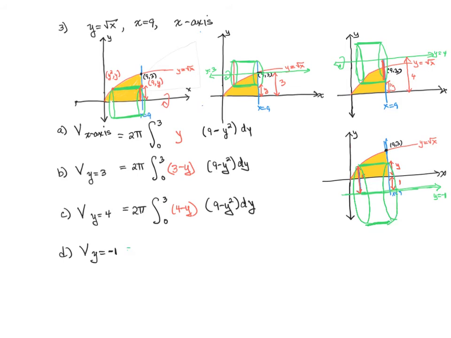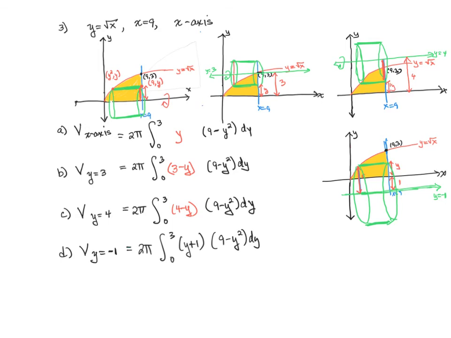So we see that we can write the integral here, 2 pi, 0 to 3, but the radius is y plus 1 times 9 minus y squared dy. And this is consistent with the rules that we had last time.